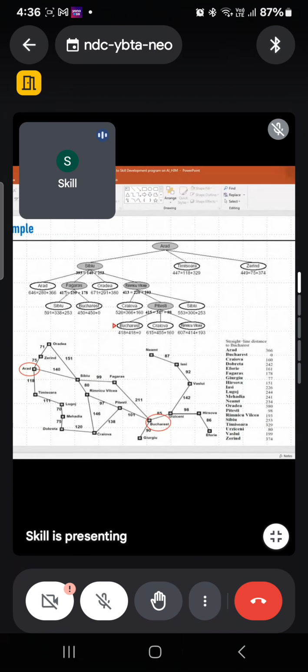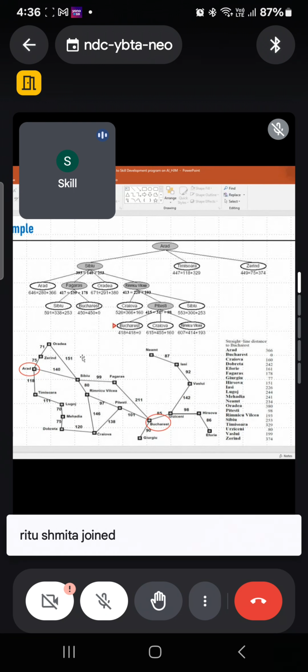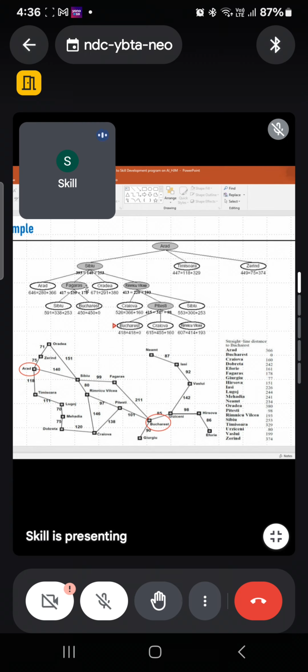Similarly for Fagaras also we will write like this: 239. How will we get that value 239? 140 you have already got here. So this will be combined with the value 99. So 140 plus 99, you will get 239, and combine the value of Hn, which is 178 for Fagaras, and combining all these values, you will get 417 for Fagaras.